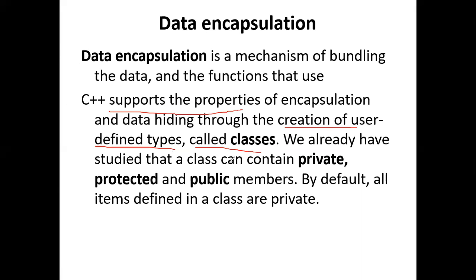We have already studied that a class can contain private, protected, and public members, and we also know that by default all class members are private. So again, C++ supports the properties of encapsulation and data hiding through the creation of user-defined data types called classes. In these classes we have different access modifiers called public, protected, and private, and by default all the members are private.